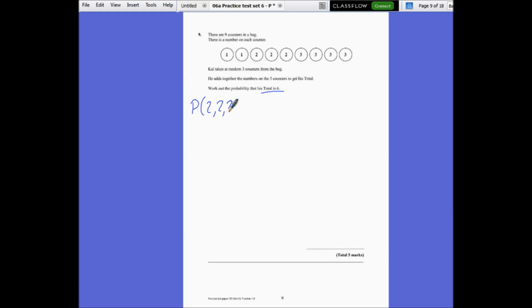2, 2 and 2. So the probability of getting a 2, a 2 and a 2 would be 3 ninths, because it's 3 out of 9 counters the first time, then 2 out of 8 the second time you pull out a 2, and then 1 out of 7 the third time. If you multiply all those together, you get 6 out of 504.